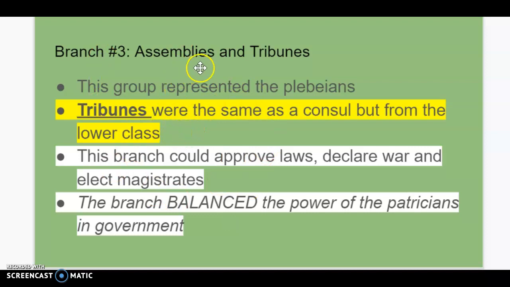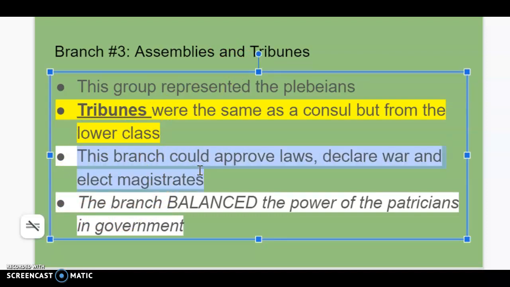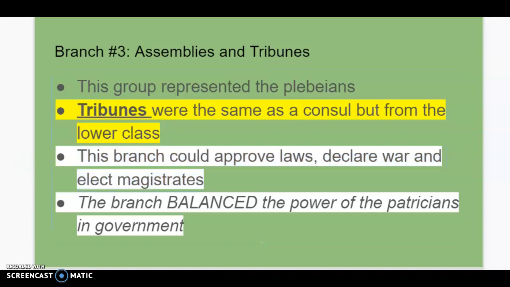But it wasn't just created to say, look, you're important too. It was created with some actual power right here. Okay? They could approve laws, declare war, and even help elect certain magistrates or get them not to be elected. That right there is power. It's called accountability. You can't just give the plebeians a branch and outvote them. You have to deal with these plebeians. You have to accept that the lower class people still have a right in this government, or it's not a true republic.